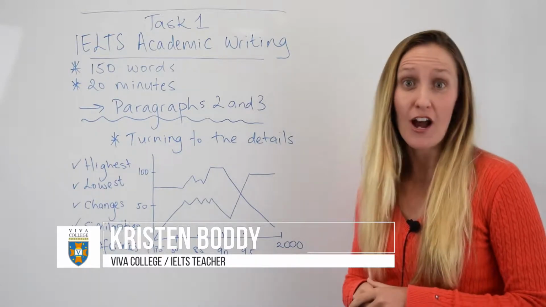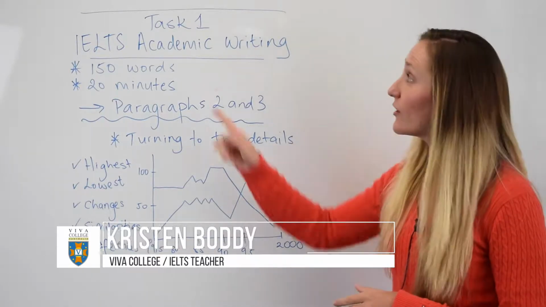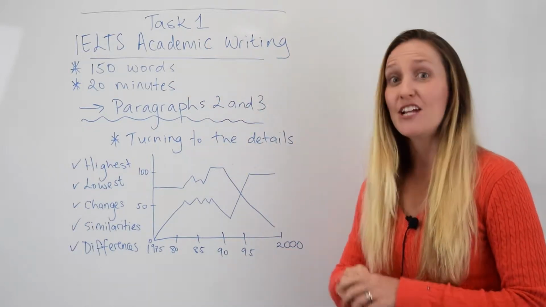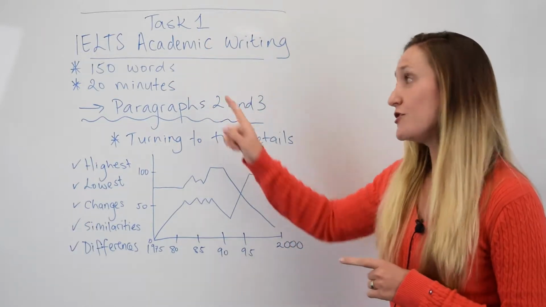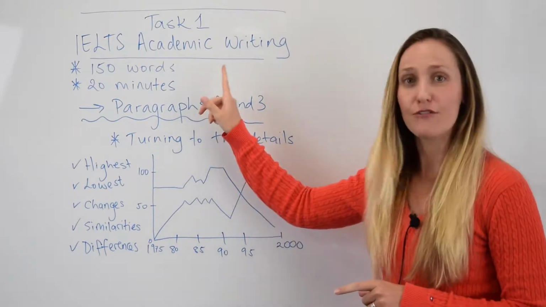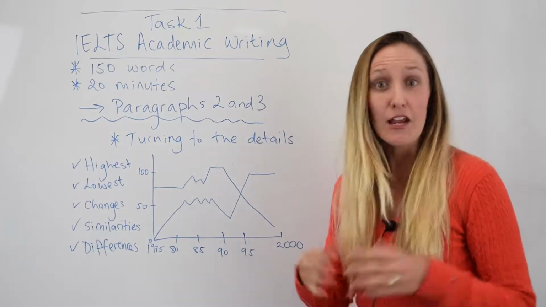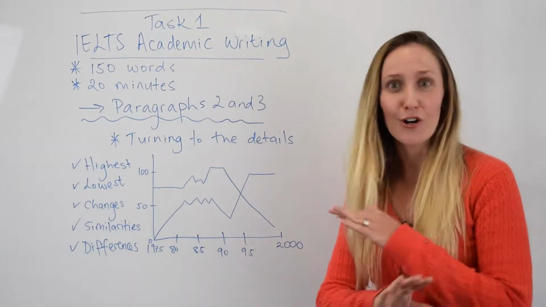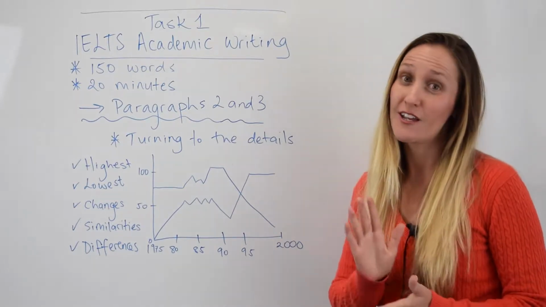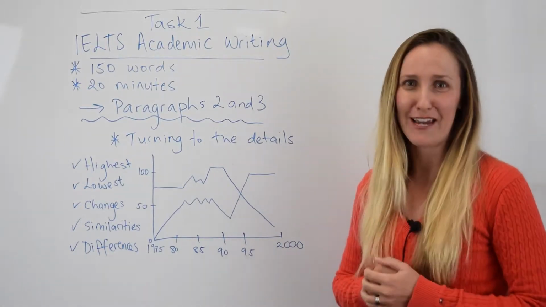Today in Spotlight on IELTS, we're continuing our series talking about Task 1 of the IELTS Academic Writing Test. Just as a brief review, don't forget that you need to write 150 words and you have 20 minutes to do that. If you write more than 150 words, that's fine. But if you write less than 150 words, you will be penalized, so be careful.